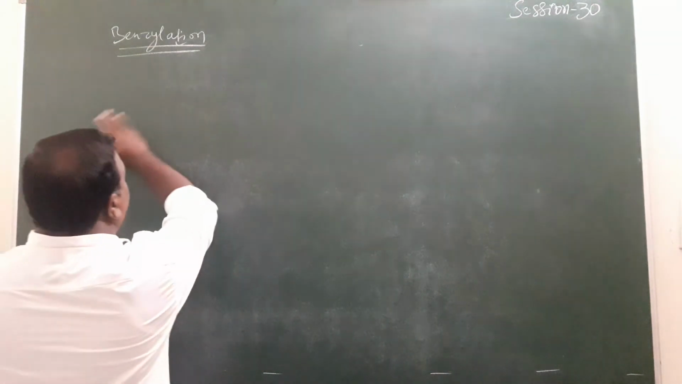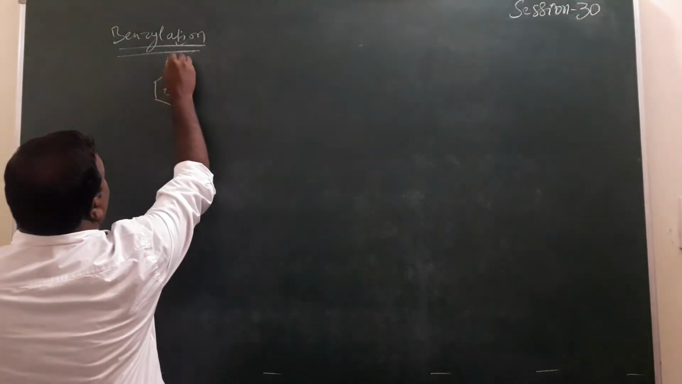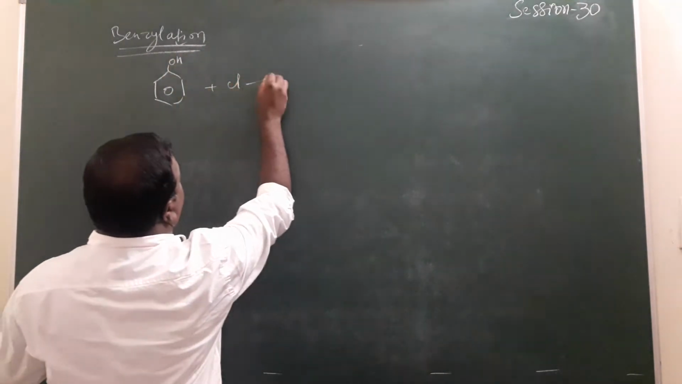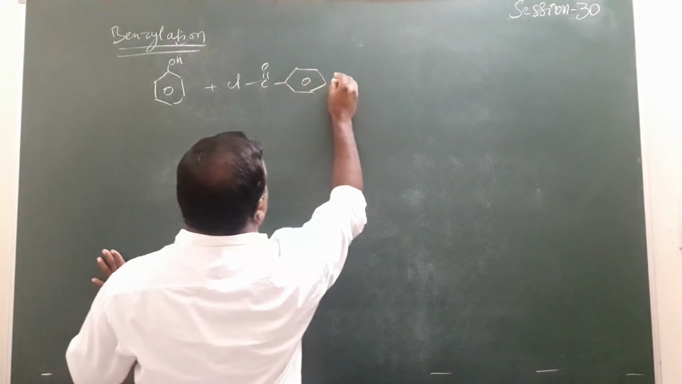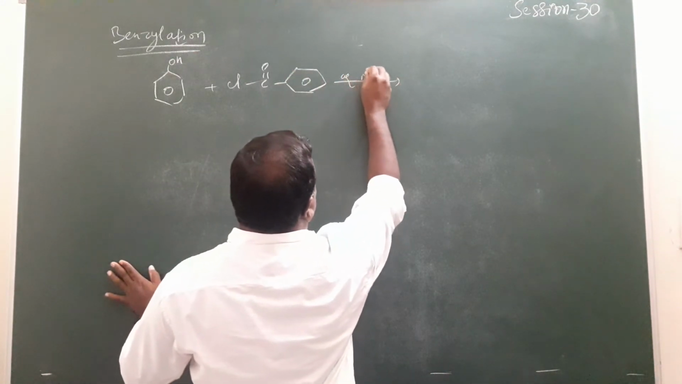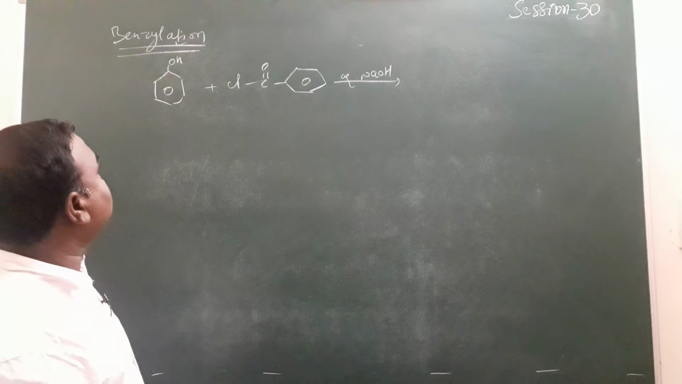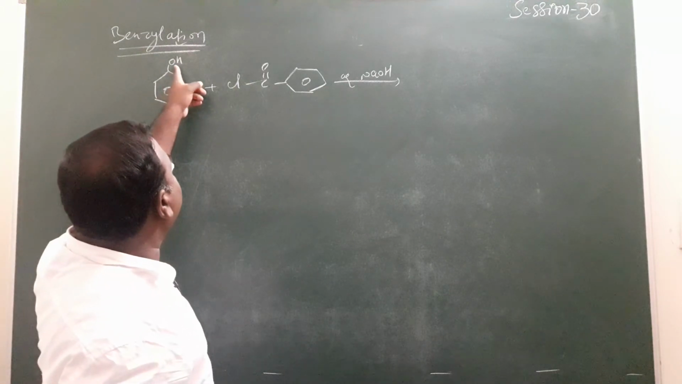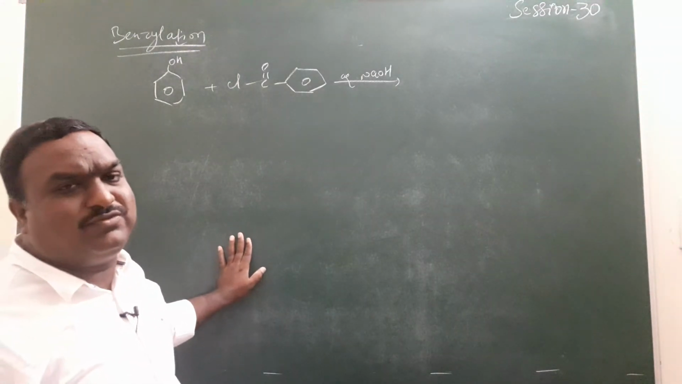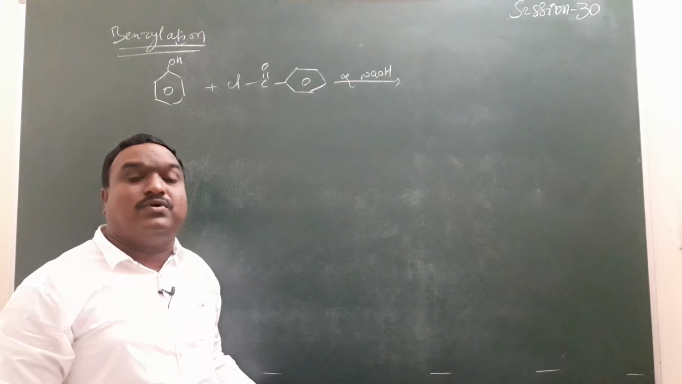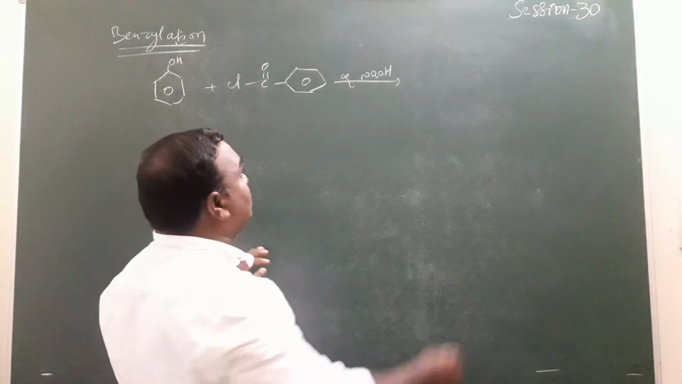Now the phenol compound reacts with benzoyl chloride, C double bond O, in the presence of aqueous NaOH. What will happen in this reaction? A new bond is formed between the O minus and the C double bond O plus. If you take sodium phenoxide or phenol, it doesn't matter, phenyl benzoate is formed. That reaction is generally called the Schotten-Baumann reaction.